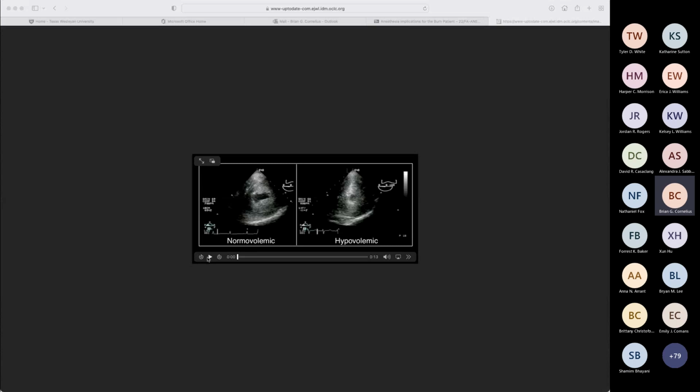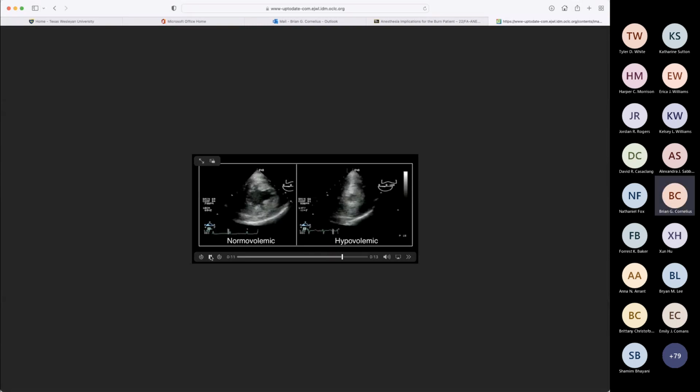This is just a TEE showing you a normovolemic patient versus a hypovolemic patient, looking at the left ventricle. You can see that black area there. That's the ventricle itself. Notice how it's nice and full in the normovolemic patient, whereas when you flip to the hypovolemic patient, it's kind of hard to see. Just an example for you. You can also see how greatly it affects the squeeze because there's not enough volume there. So just something for you to think about there.